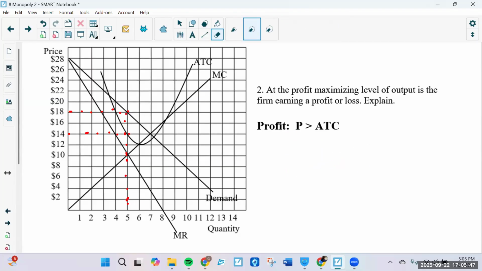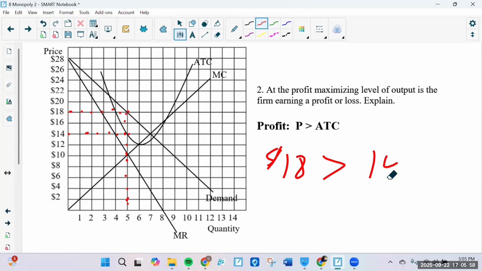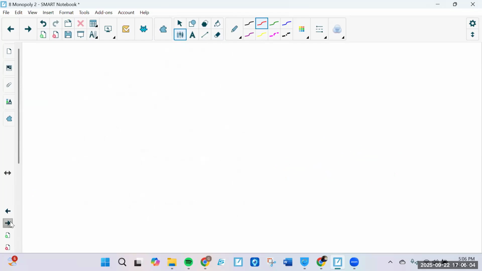The difference between profit and loss: to define profit or loss, you always look at the difference between price and average total cost. In this case, since the price is 18 and the average total cost is 14, they're earning a $4 per unit profit, which is, I think, the next question. Probably should have given the answer.